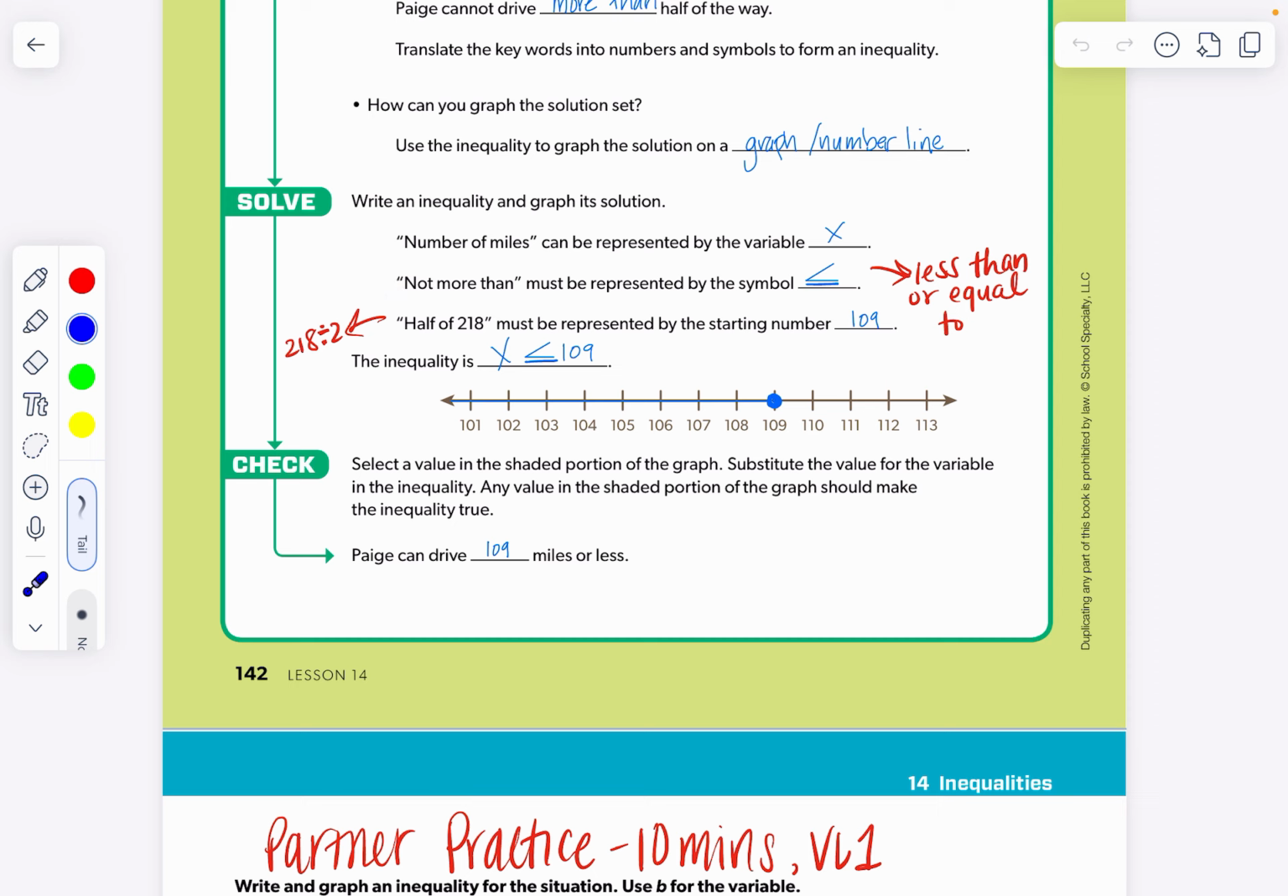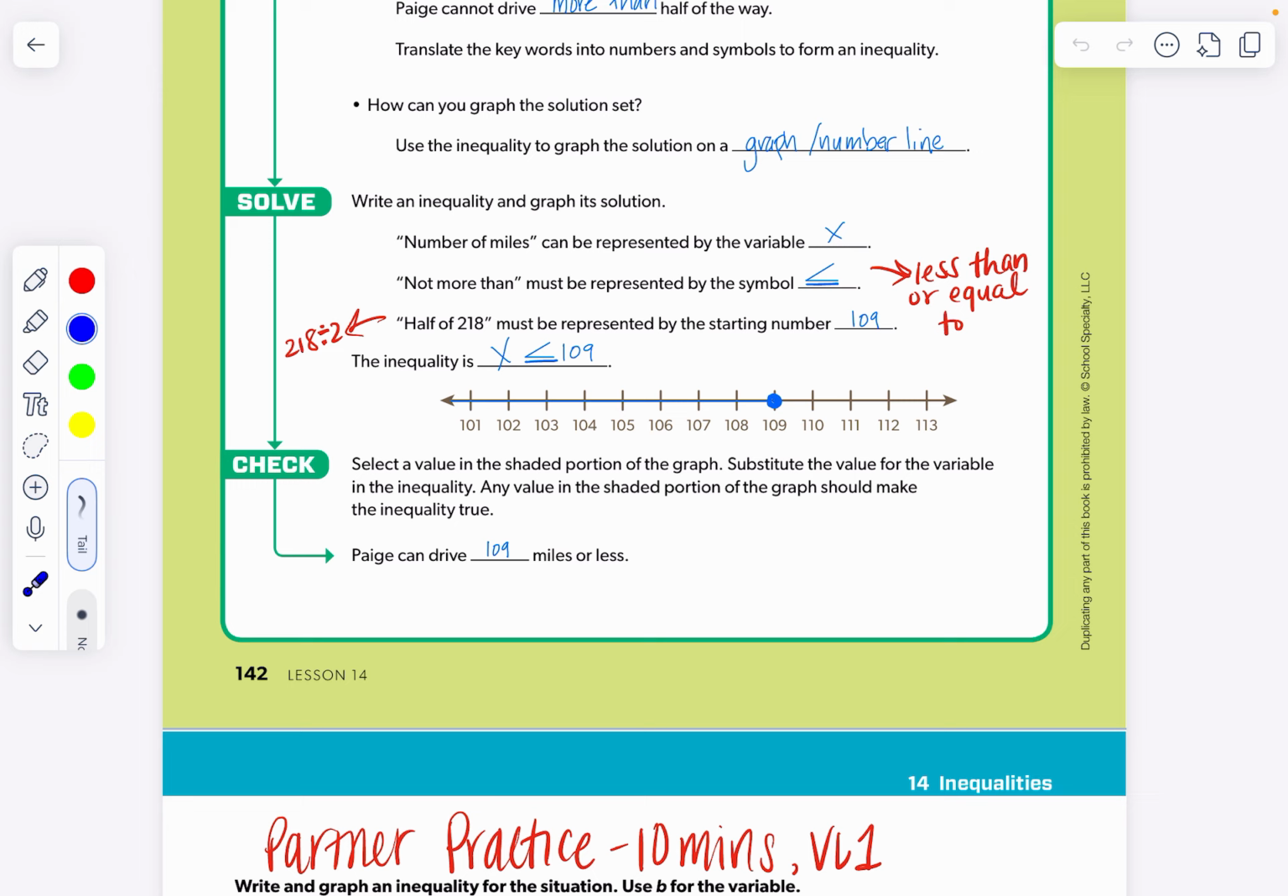Not more than half means that she is fine to drive less than half. She's also fine to drive half. So the symbol that we want to use is the less than or equal to sign. And then we have to figure out what half of 218 means. So we want to divide 218 by 2, giving us 109. So the inequality is x is less than or equal to 109.